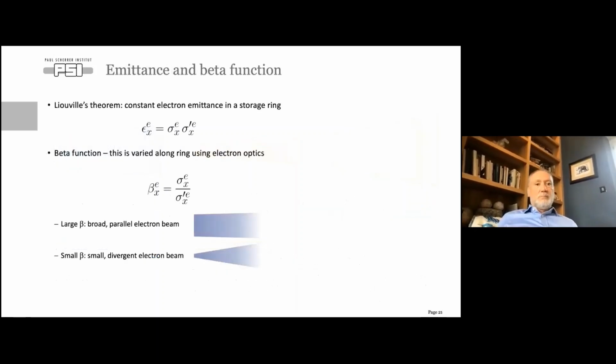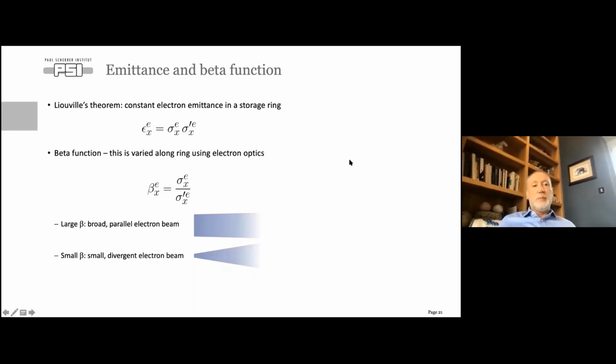Now, the electron emittance, we can vary how the emittance is divided up between the source size and the divergence via the so-called beta function, which can be varied along the storage ring by the use of electron optics. So in the case of the electrons, you can play with how the emittance expresses itself. Am I a large beam which is very parallel, or am I a small beam which is much more divergent?